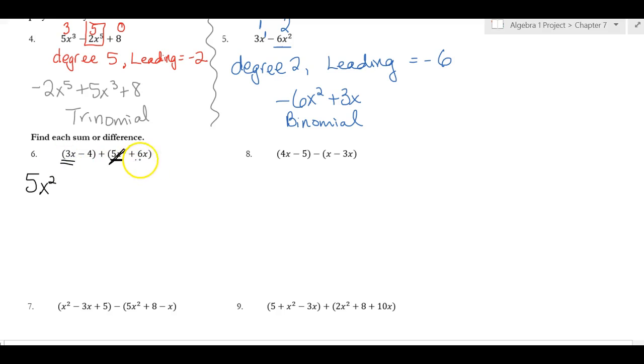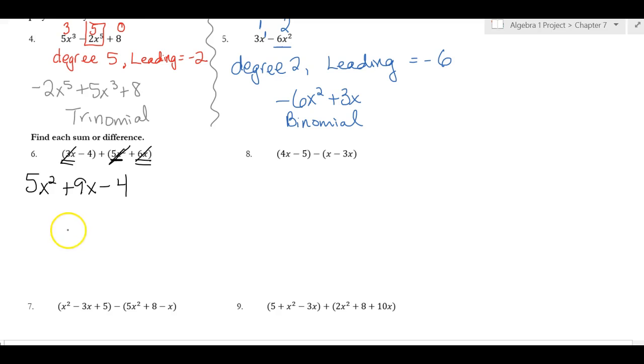So I have a 3x and a 6x. 3x plus 6x is 9x. And then I cross those off because they're done. And now I'm left with just my last term, which is a minus 4.